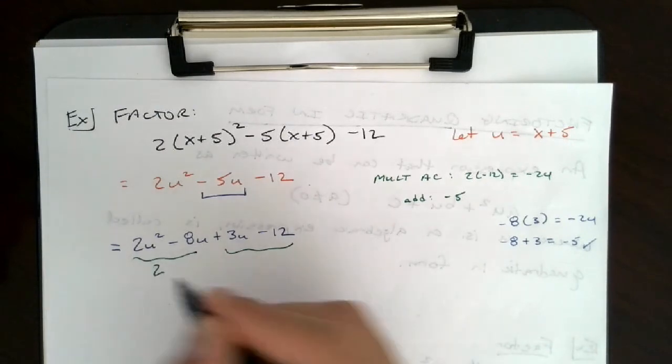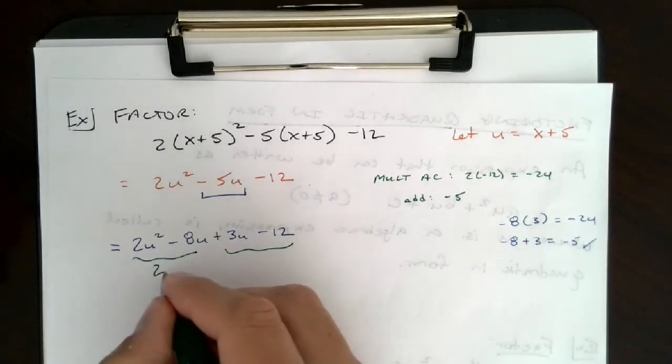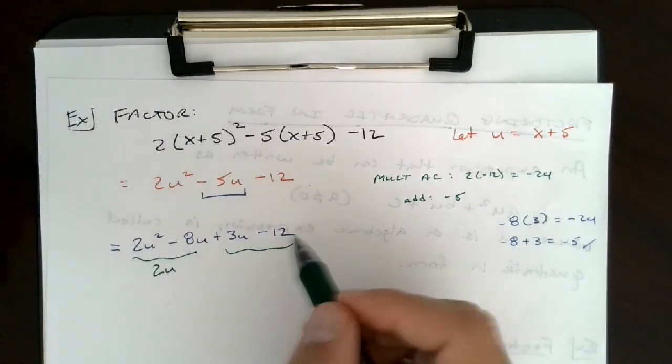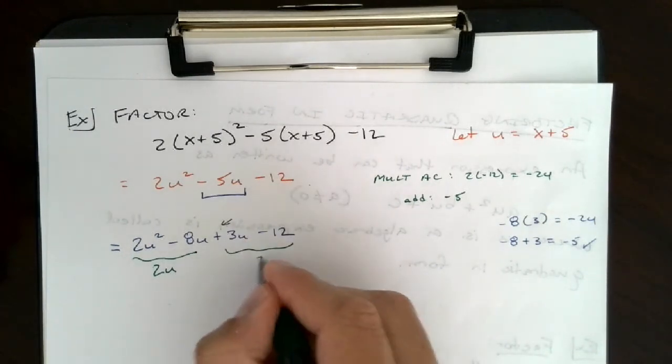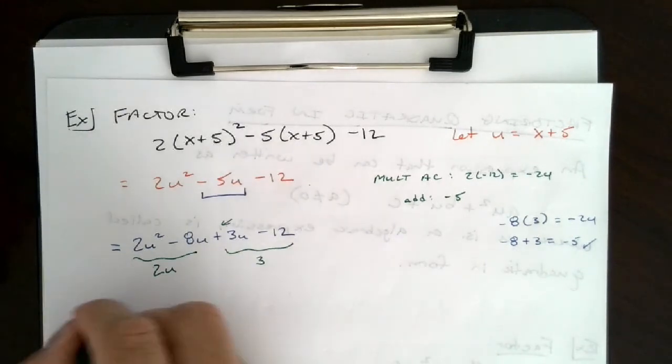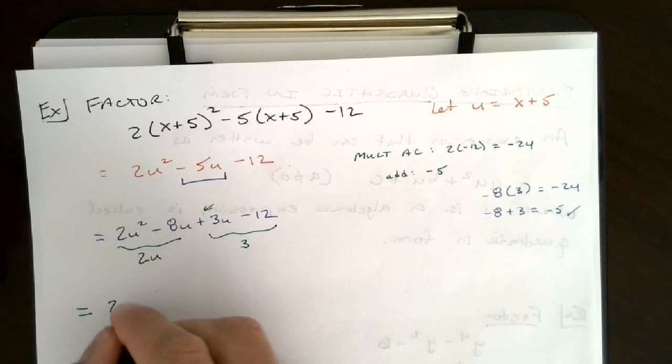2 and 8 share a 2 in common. u squared and u share a u in common. 3u minus 12, the greatest common factor. Remember, you take the first sign, which is positive, so it's a positive 3. So when we factor these out, remember you're factoring them from each group of 2. So here I'm factoring out 2u.